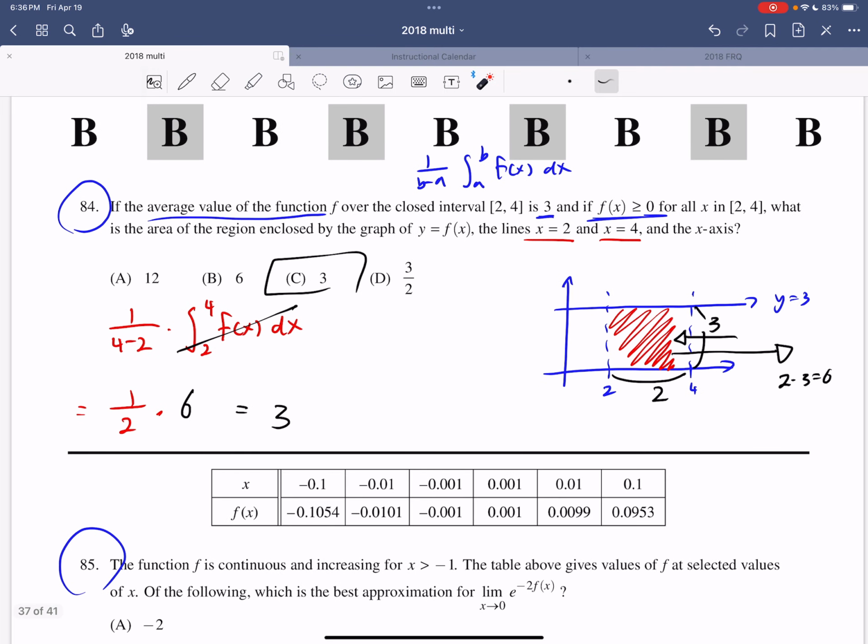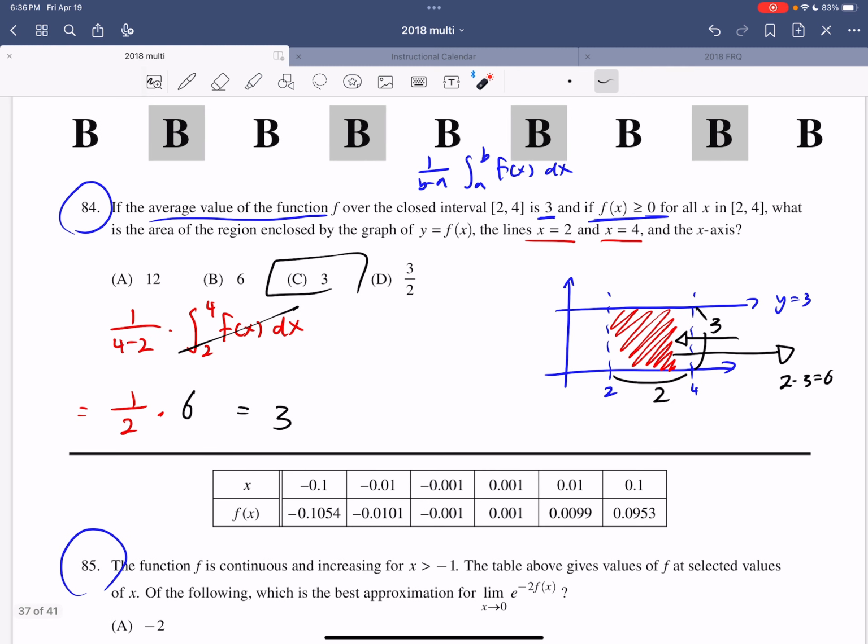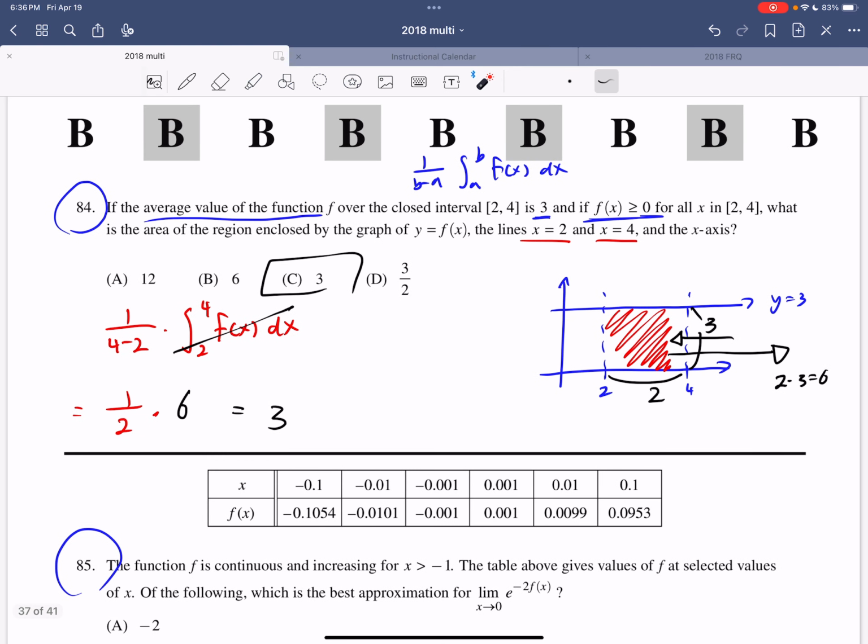Wait a second. This is not true. The question is not asking for the average value here. The question is asking for what's the area of the region enclosed by this one. The question is only asking for this. So this one is only 6. I don't even need this one. Never mind. The answer is going to be 6, not 3.